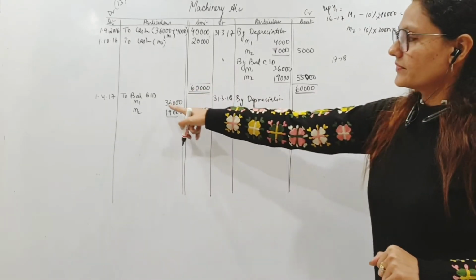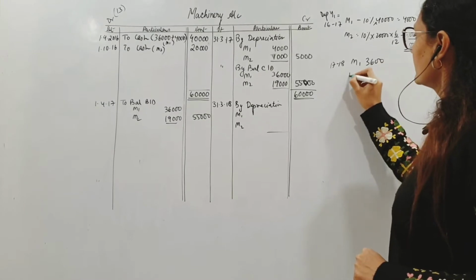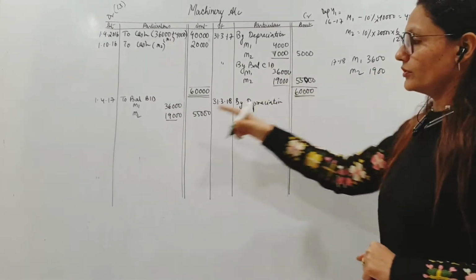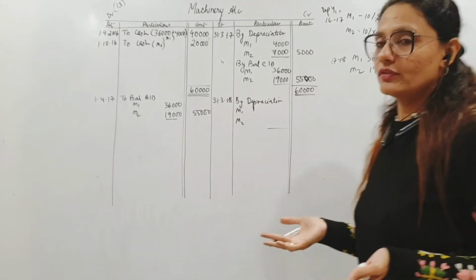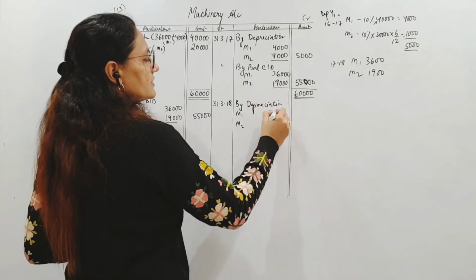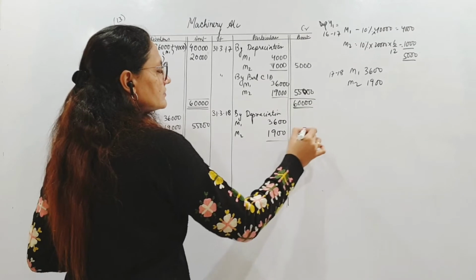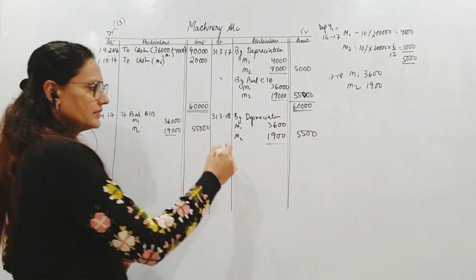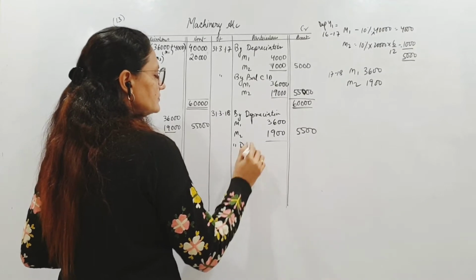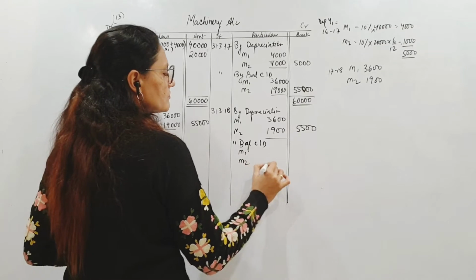M1 कितना होगा? 36,000 का 10%, 3,600, and M2 इसका 10%. This year, for the full year M2 also, because we are using for the full year, right? So depreciation is 3,600 and 1,900, 5,500. इसका 10%. That way also you can see. By balance carry down, M1, M2.